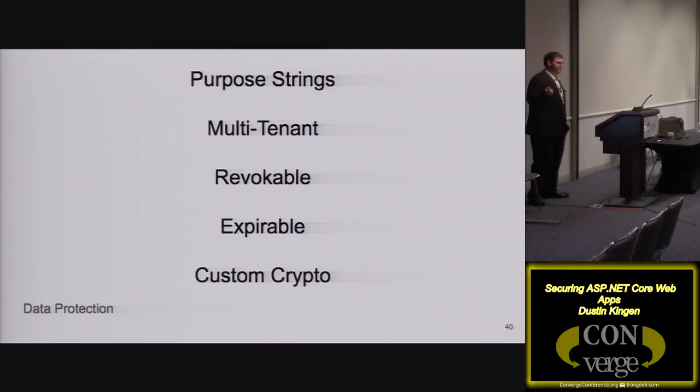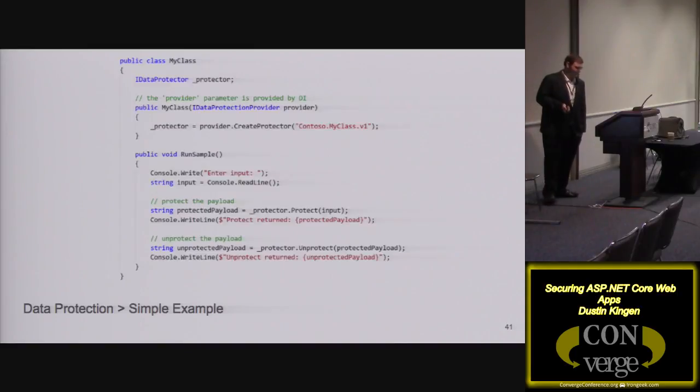Now we have multiple tenants. If your application supports multiple companies, so you have multiple companies buying from you, you can separate their data and partition it, just like that. We can also have revocable data. That way, if a user loses access to the system, we just revoke it, they're good. We can also make their data protection expire. And if you don't like the way they're doing their crypto and you want to use some, what is that they use? Sorry, I can't remember. It's elliptic curve cryptography. If you want to use elliptic curve cryptography, you can do that.